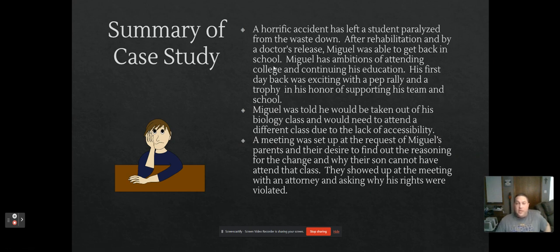Miguel wants to attend college, and to do that, he needs to get some classes that will work towards what the college is requiring him to have. And one of those is a biology class, and that's something that is in his courses that he needs to take. But first of all, when he gets back, he gets the doctor's release and he gets back into school.